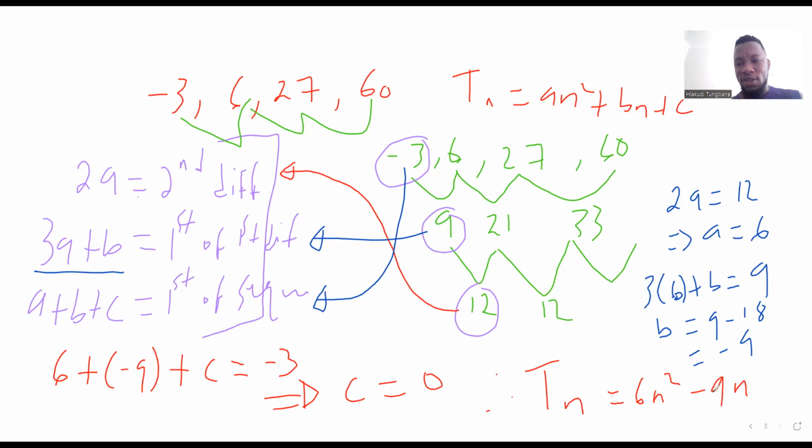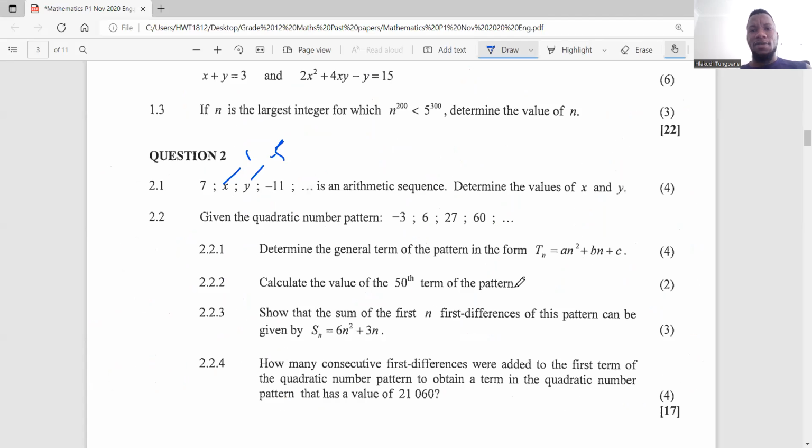Let's just make sure that this is indeed correct. Now they were actually asked to determine the Tn formula. So that's the Tn formula that you're going to have: Tn is 6n squared minus 9n. That's the answer. Once we have the Tn formula, they now want us to calculate the value of the 50th term. So they want us to determine T50. For T50, we just need to substitute 50 into n.